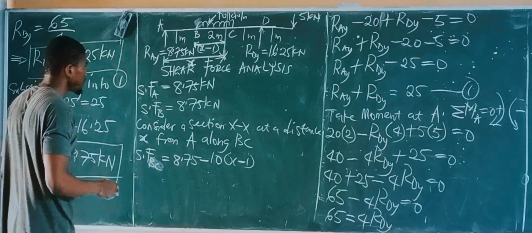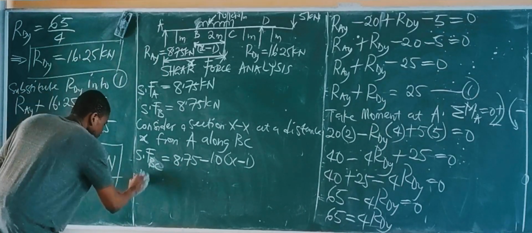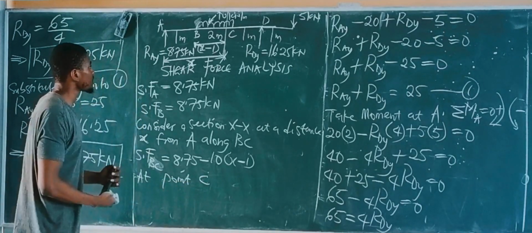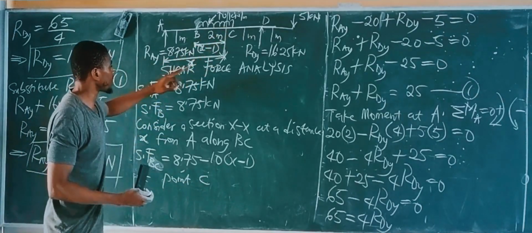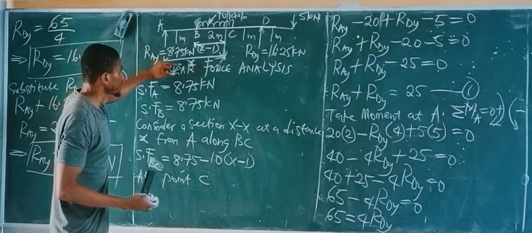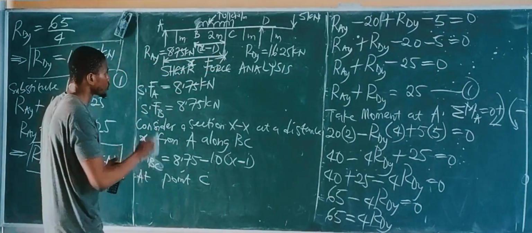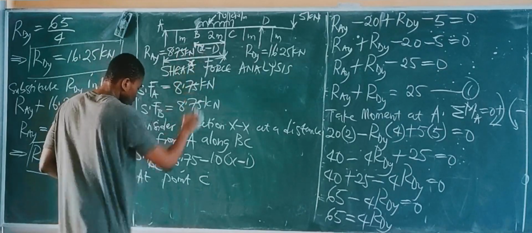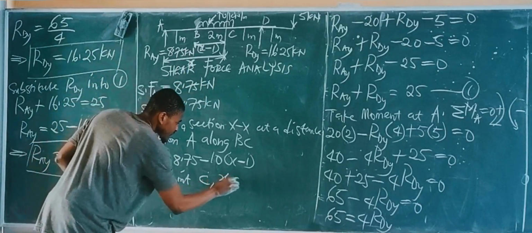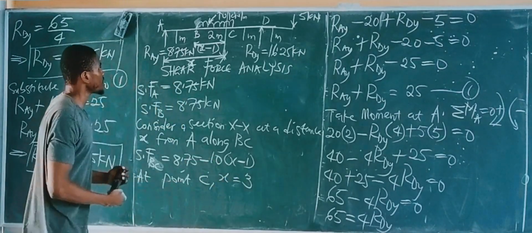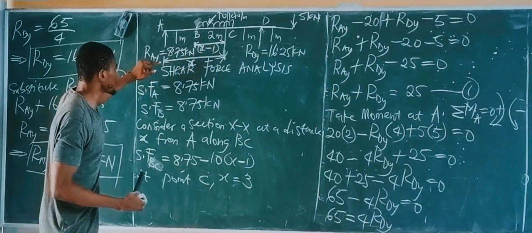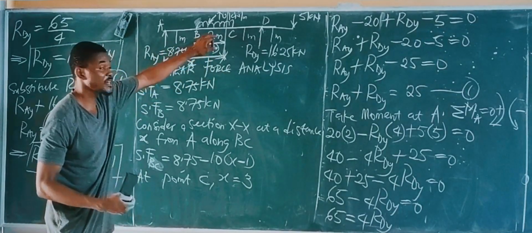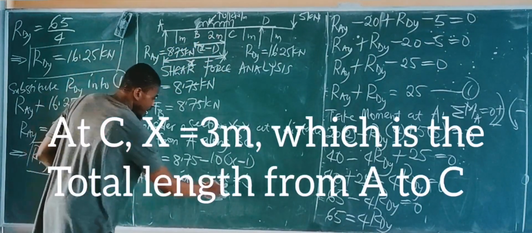Okay? Now finally at point C, if we consider that X has moved from point A down to point C, X now becomes the total length from point A to point C, which is actually 1 meter plus 2 meters. So at C, X is now equal to 3 meters. At point C, X becomes the total distance from point A down to point C, which is simply 1 plus 2, and that's 3 meters. So at C, X is equal to 3 meters.